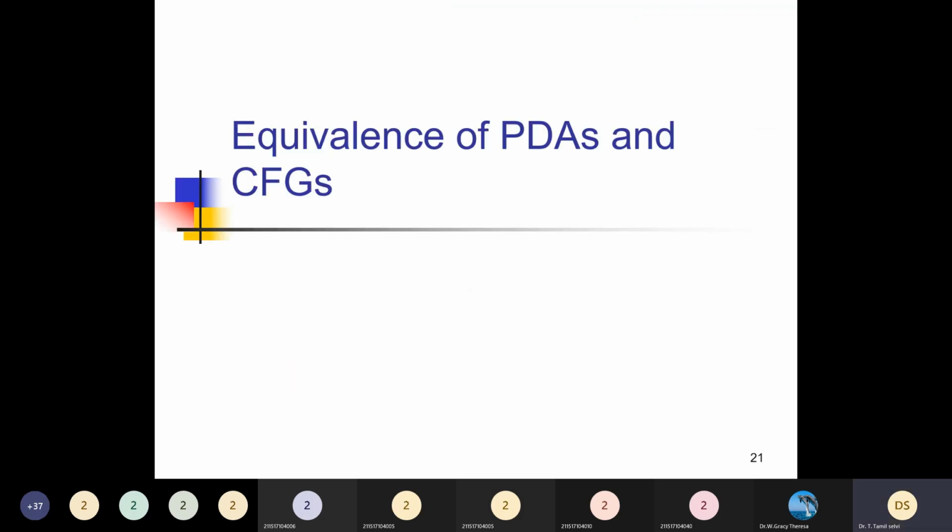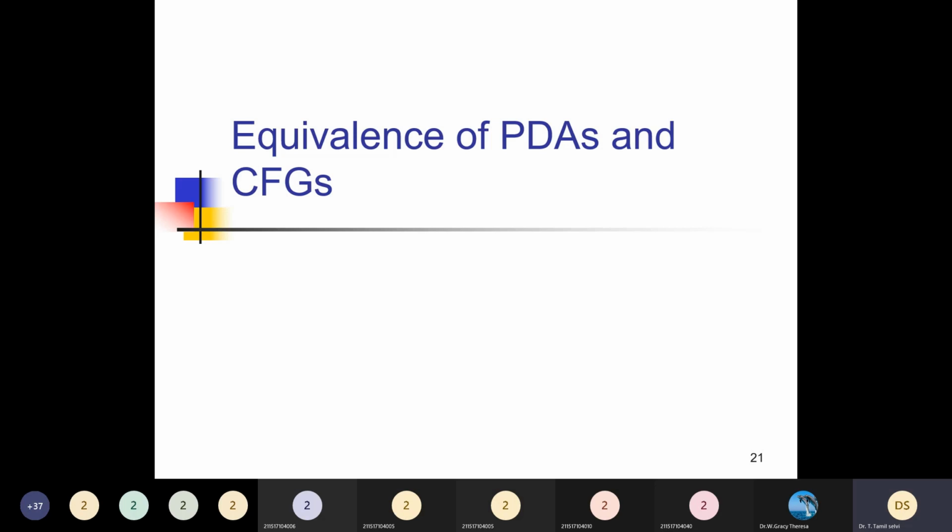Equivalent, and then coming to the next topic, the equivalence of PDA and CFG. So what is PDA? Pushdown automata. It is a mathematical model, and its equivalent language is the context free language. Context free grammars are used to represent the context free languages. So what is grammar? It is nothing but a set of rules. So we have V, T, P, S, four parameters of a context free grammar.